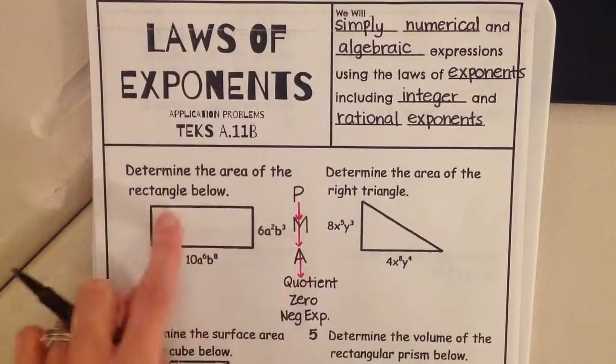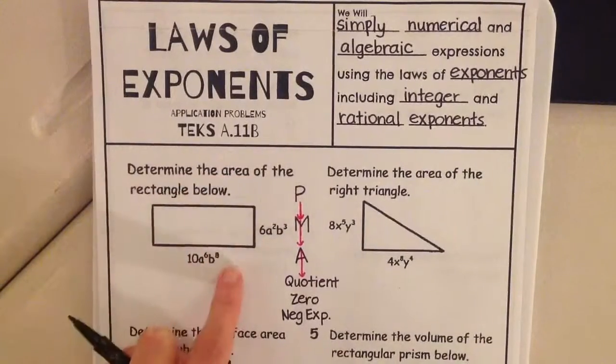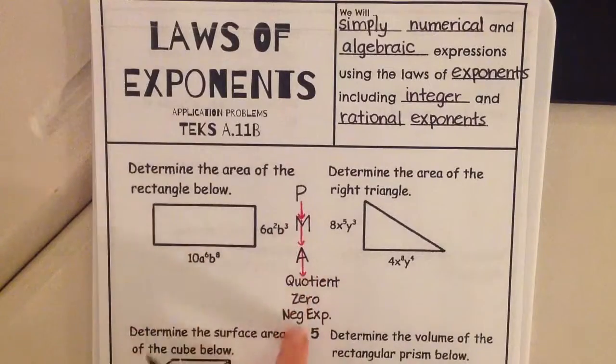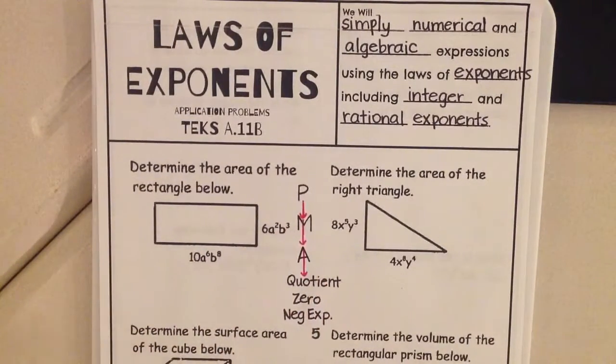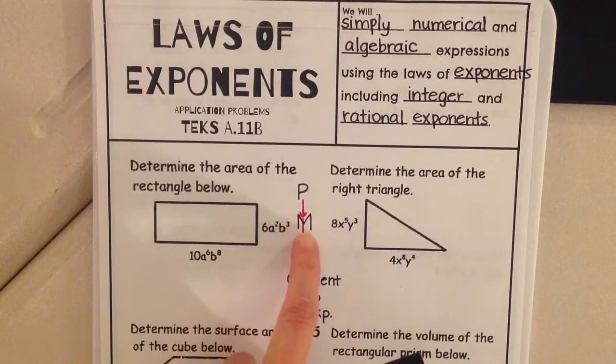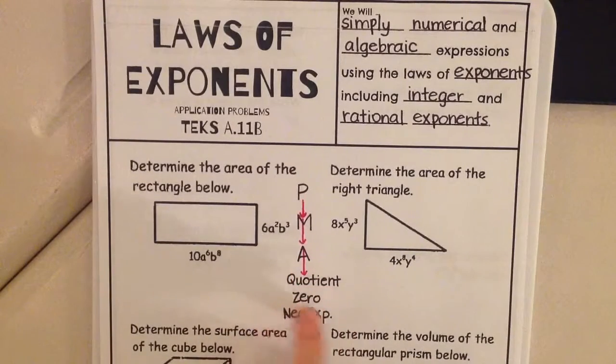So the first kind of application problem we have is we want to determine the area of the rectangle below. You can see they've given us our length and our width, and we're still going to follow those same order of operation steps that we used in the previous lesson. We're going to start with power to a power, which is going to tell us we need to multiply. If we need to multiply, then we're really going to add the exponents, and then we're going to look at our quotient, zero, and negative exponents to clean up our answer.